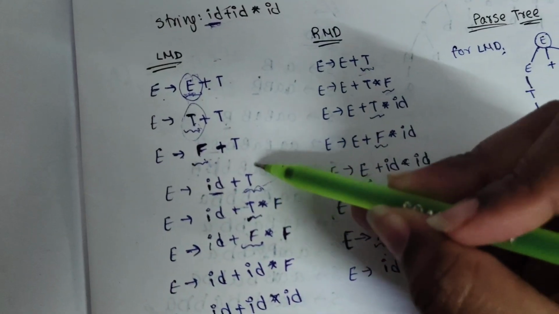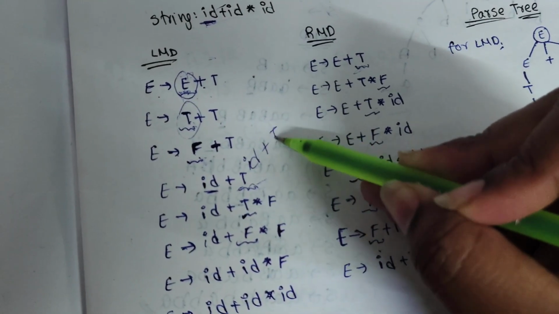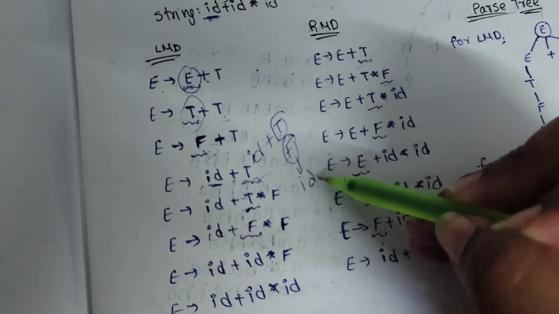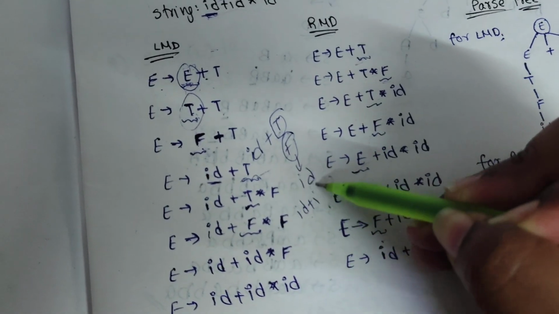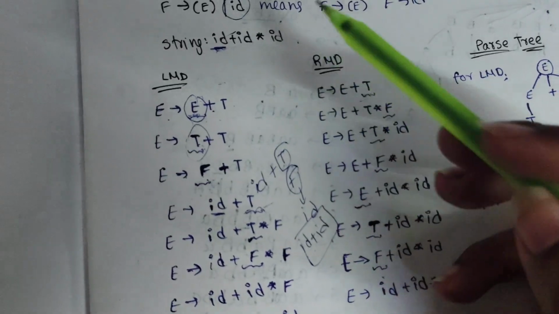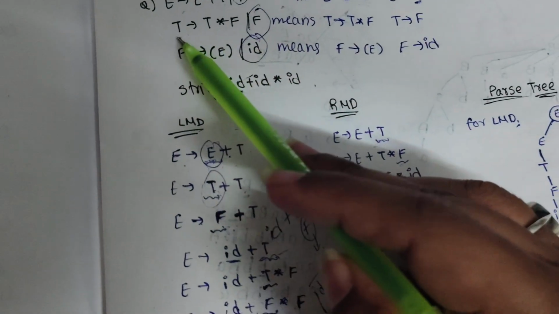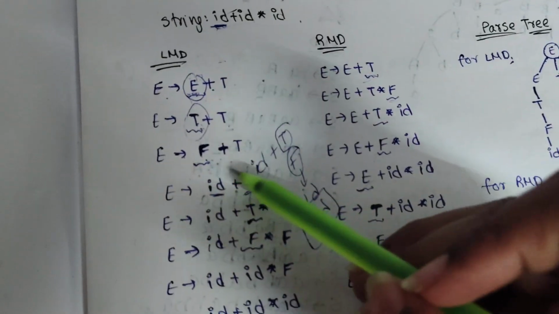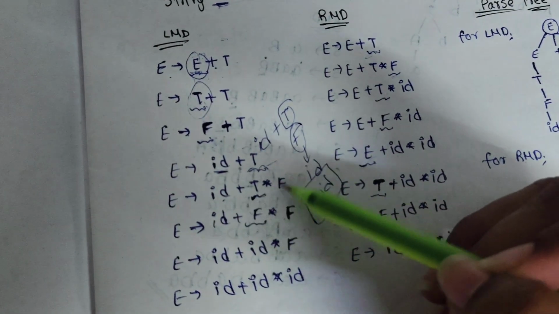If we take this T as F, next we'll get F as ID. So what will it become? ID plus T if we take it as F directly, and then we'll get ID. So we'll get ID plus ID. Is that what we want? No, we want ID plus ID into ID. So what we'll do is we'll take T as T into F. We'll use this production. So ID plus T into F.